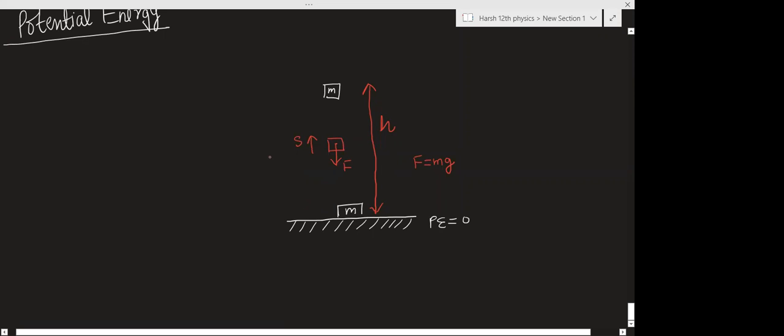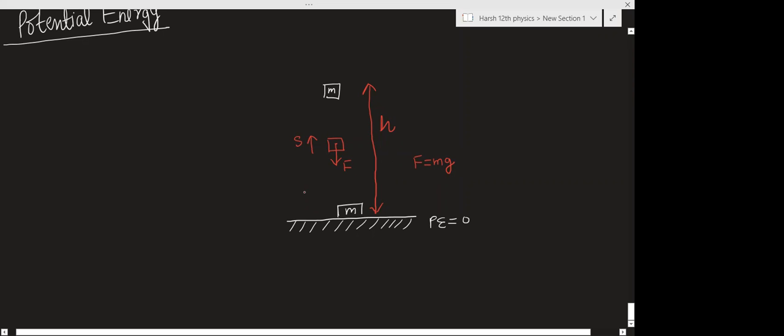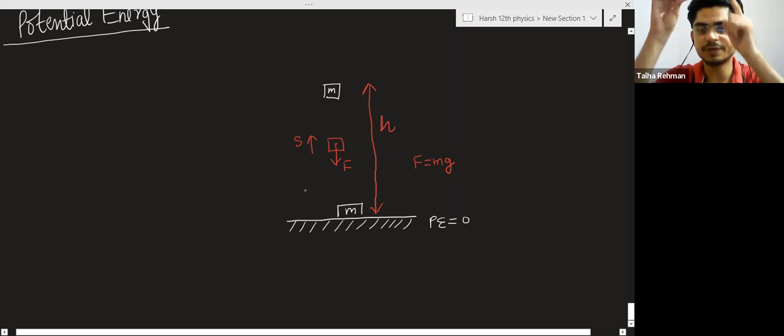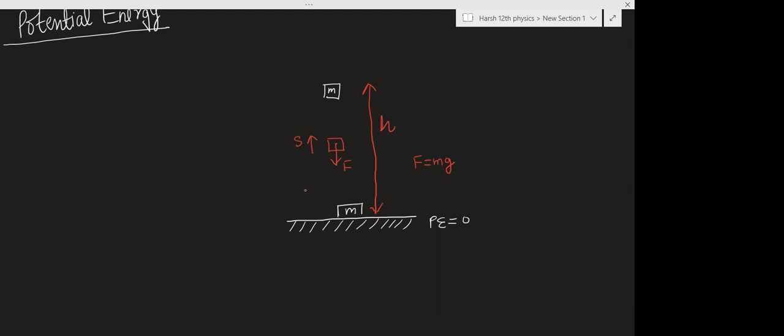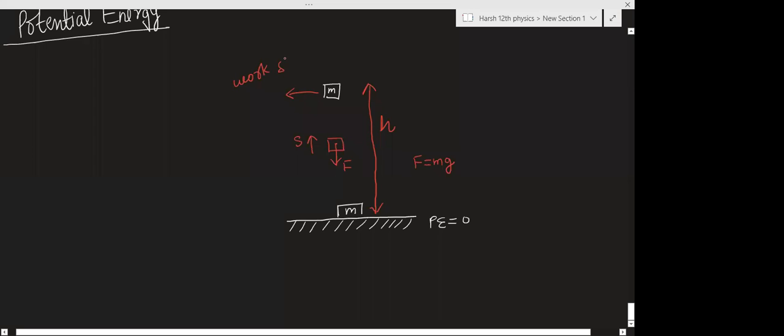Gravity is in the downward direction, mg, and we are picking it upward. Mg is the force of gravity, the gravitational force, and we are trying to do work against gravity. This work is equal to potential energy. This work is stored in this body. So we can say work done against gravity is potential energy.